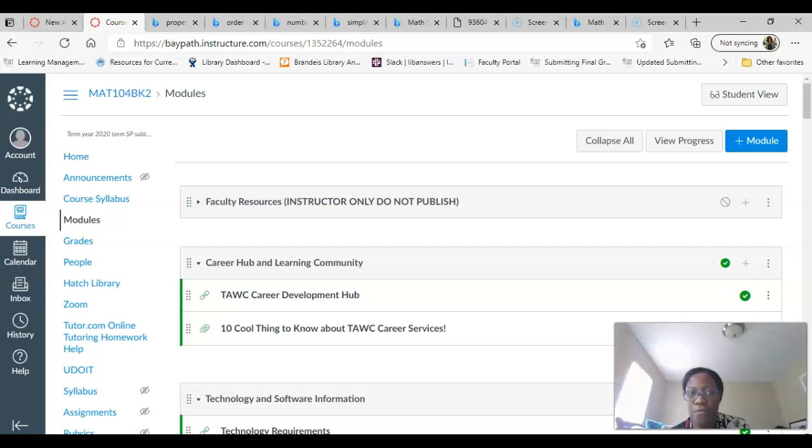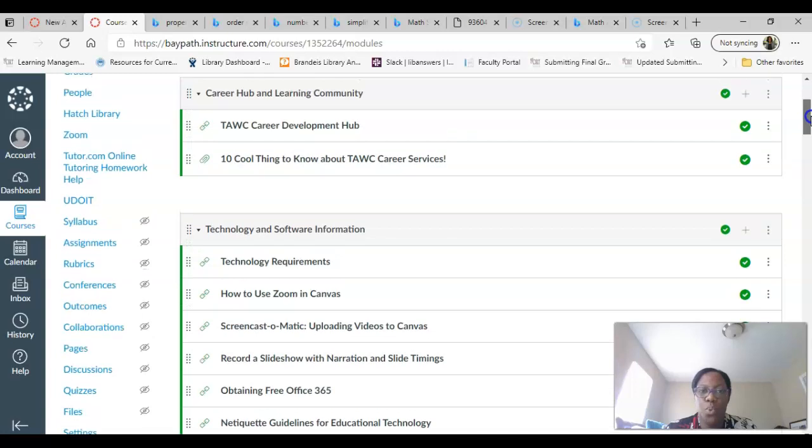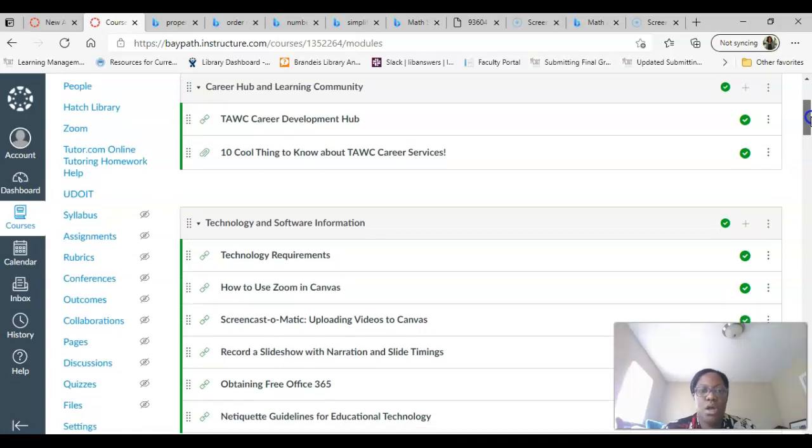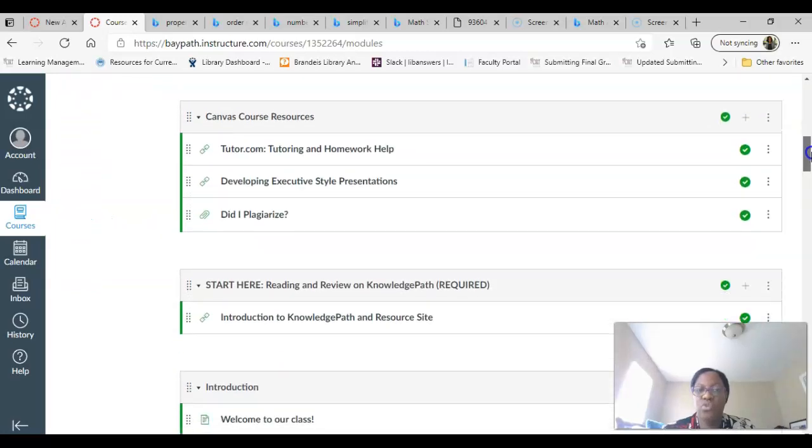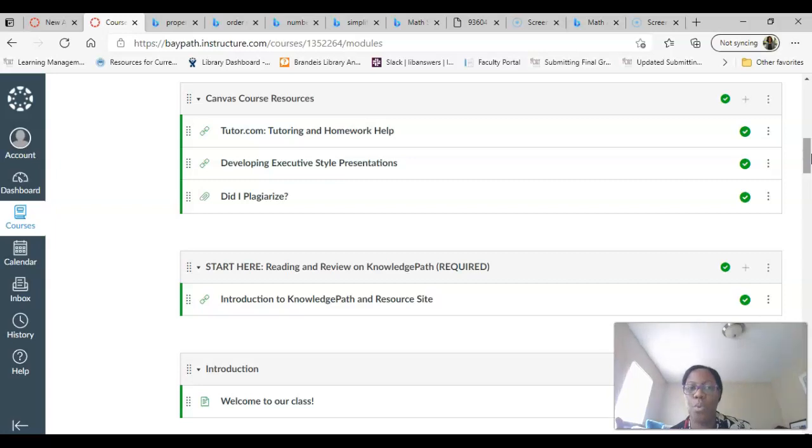This is Math 104, and keep in mind that in this particular course you will be learning a whole lot about mathematics, but starting with the basics. Please make sure that when you first open this course, you start with the Career Hub and Learning Community as well as technology and software information. In terms of Canvas course resources, keep in mind that tutor.com is always available for tutoring and homework help. I'll stop there to introduce myself.